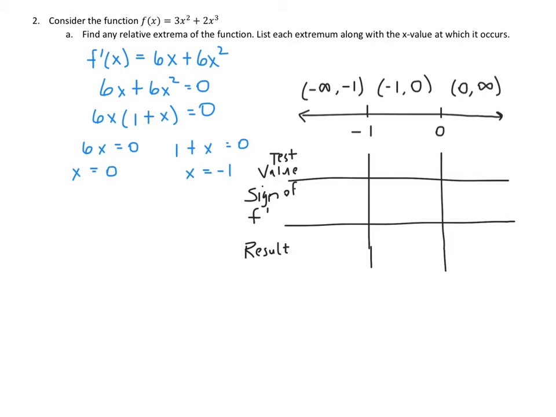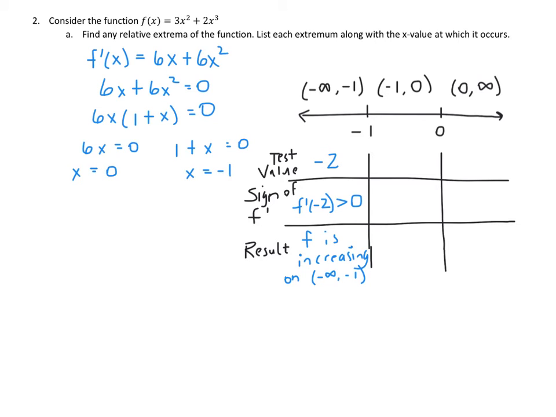So I've created a little table here. We want to pick values in each of these intervals and determine what's happening to the derivative. So for the first interval, negative infinity to negative 1, I could pick any value in that interval. I'm going to go with a negative 2. If I plug a negative 2 into the first derivative, we end up getting a positive value. So f prime of negative 2 is greater than 0. It is positive. So since the derivative is positive, that means the slope of the tangent lines to the curve on that interval are positive. So that means that the function is increasing. So f is increasing on the interval negative infinity to negative 1.